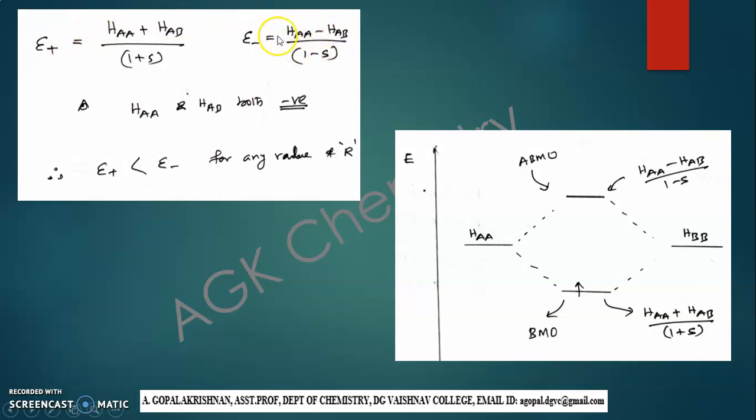But in this case, as the magnitude of HAB is larger compared to the magnitude of HAA, negative of negative becomes positive. Therefore here the energy will be positive, and as R decreases, the energy increases in the case of E minus state. So I'll show you that first.